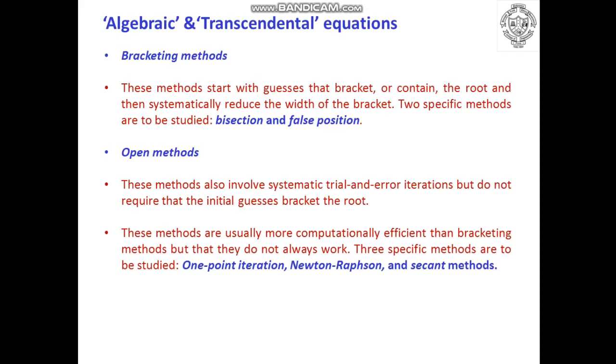So there are three methods included in the open approach. The first is called one point iteration, or successive approximation method. Many times in the GATE examination or even in regular examinations, the word used is one point iteration, and many times it is used as successive approximation. So both are the same. The name of the method is only different, but the method is the same. Another method is the Newton-Raphson method, and the third method is the secant method.